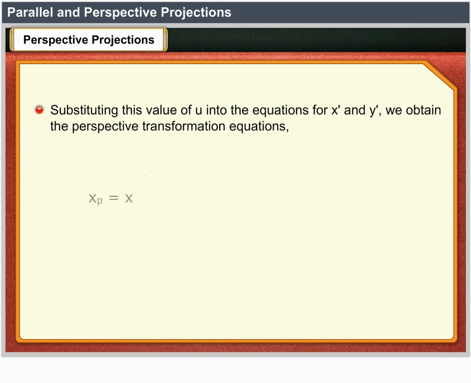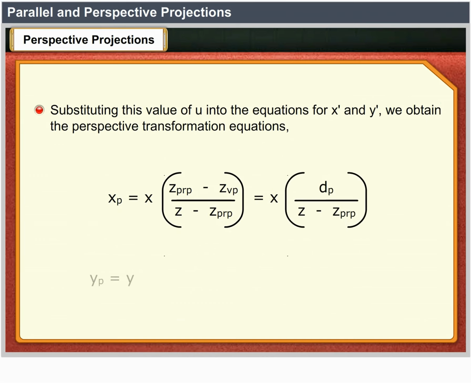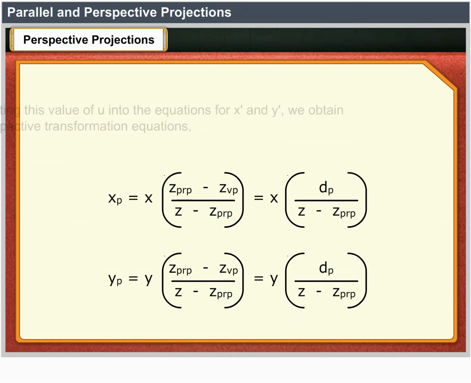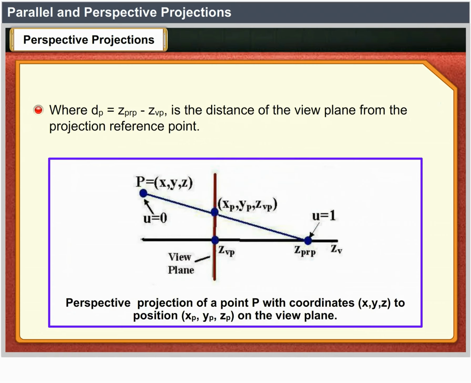Substituting this value of u into the equations for x' and y', we obtain the perspective transformation equations as shown, where dp equals zprp minus zvp is the distance of the view plane from the projection reference point.